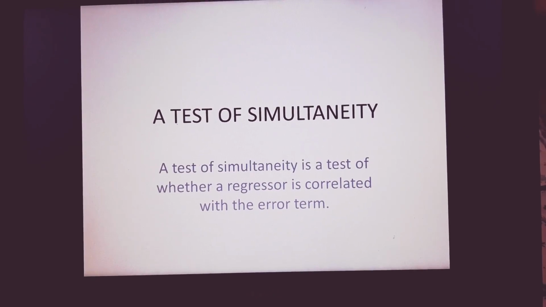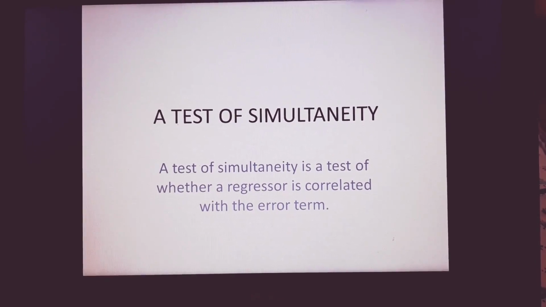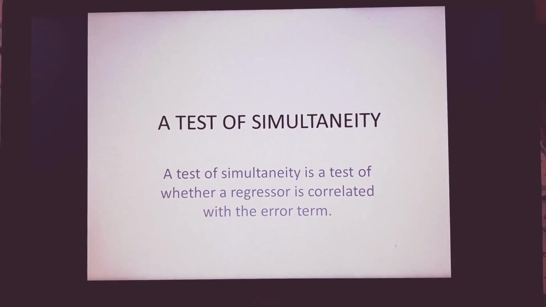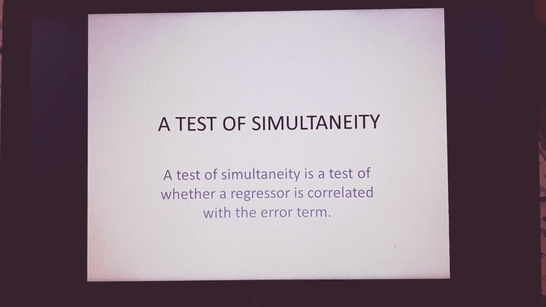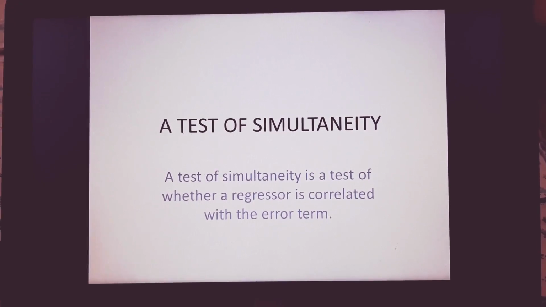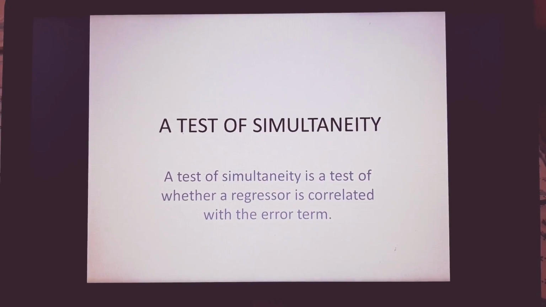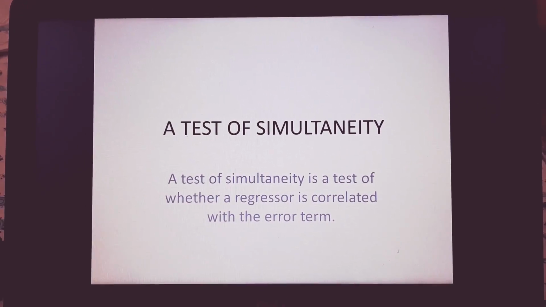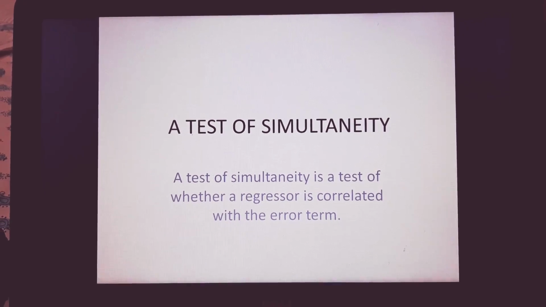In this video, I'm going to explain a test of simultaneity. We know that when there is no simultaneity, then we can simply use the method of OLS, which produces estimators that are consistent as well as efficient. On the other hand, if there is simultaneity, we cannot use the OLS method, right? Why? Because that does not produce consistent and efficient parameters.